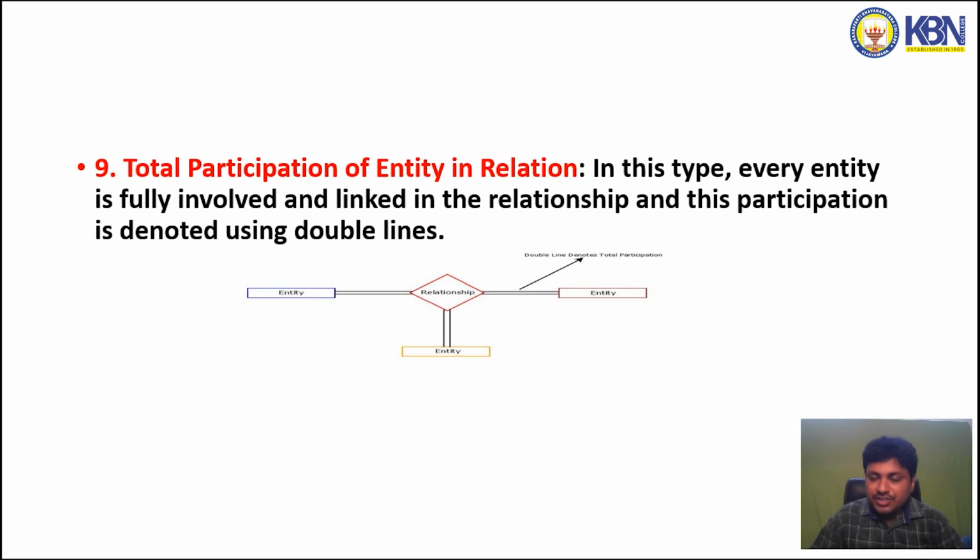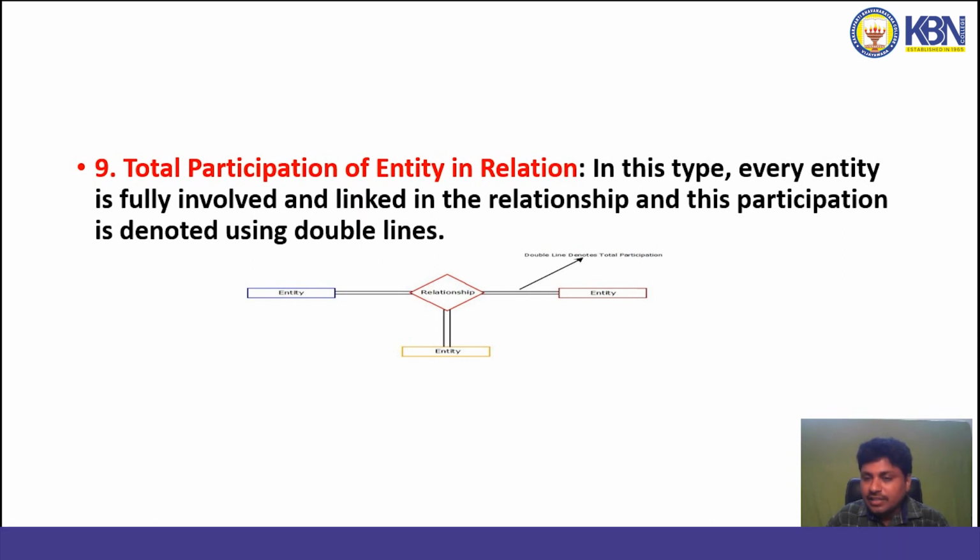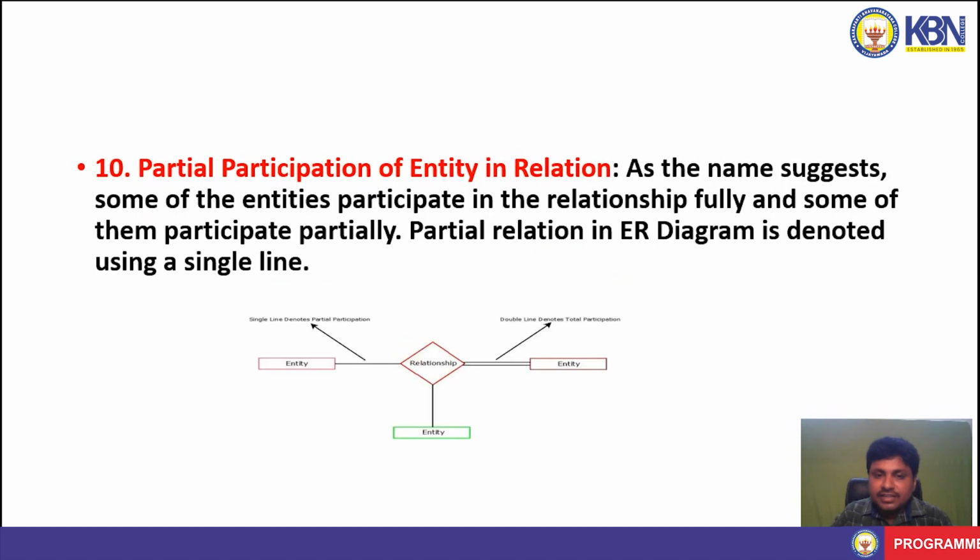Total participation of an entity in a relation. In this type, every entity is fully involved and linked in the relationship. This is nothing but total participation, and we represent it with the symbol of double lines between the entity and the relationship.